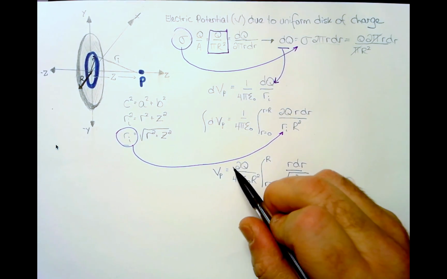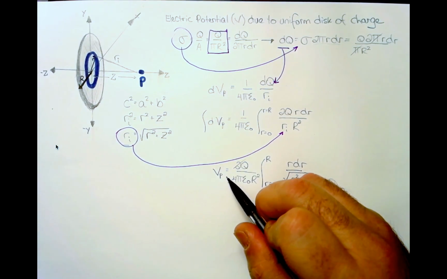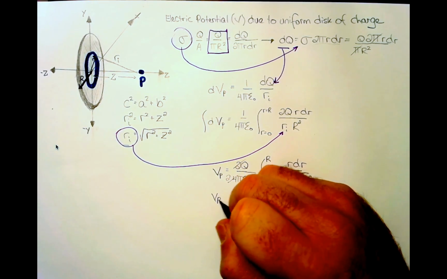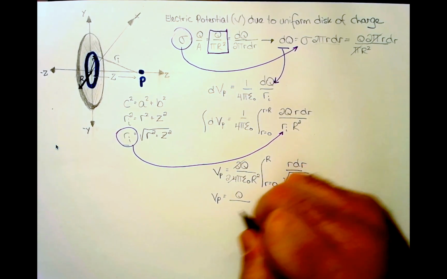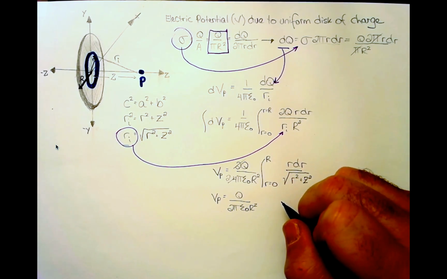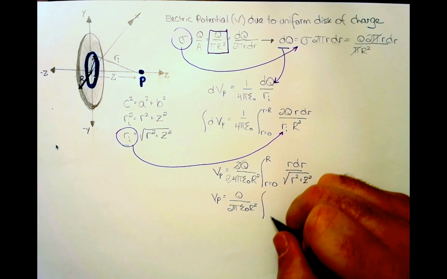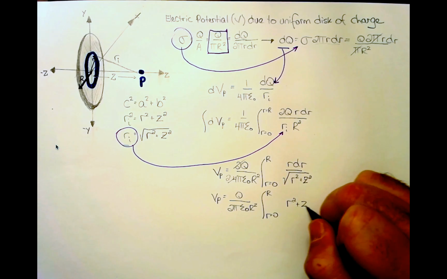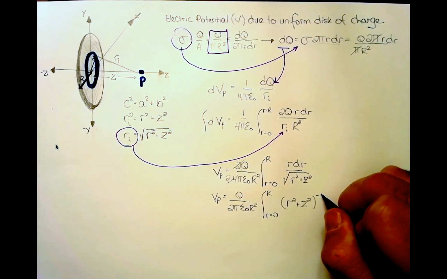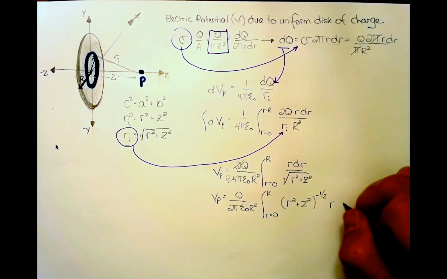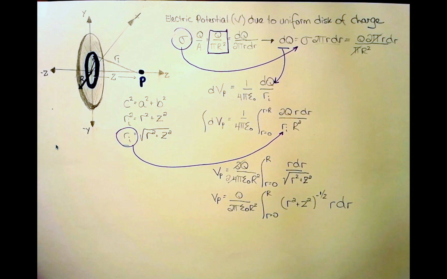I'm going to make a quick reduction here. The 2 and the 4 reduce to a 2 in the denominator. And I'm going to just rewrite this to make it a little bit more clear. This is Q over 2 pi epsilon naught R squared times the integral from r equals 0 to r equals capital R of (r squared plus z squared), and I'm going to put this in parentheses and raise it to the negative 1/2 because that's the same thing, times r dr. Now here's where it gets a little interesting. I'm going to have to use some new substitution rules.